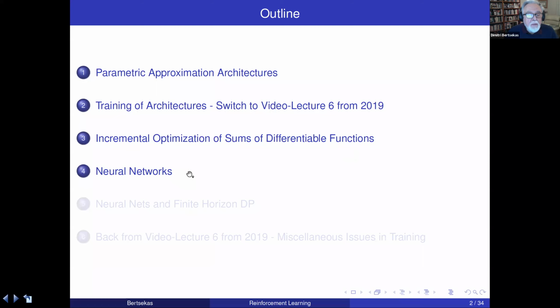Then we're going to talk about a particularly useful class of approximation architectures, neural networks, their structure, their properties, their training, and also their use in the context of finite horizon dynamic programming. They are also used in a similar way in an infinite horizon dynamic programming context. And we're going to get to that in a lecture or two. But just to keep things simple and also consistent with what we have been discussing so far, we're going to focus on finite horizon dynamic programming.